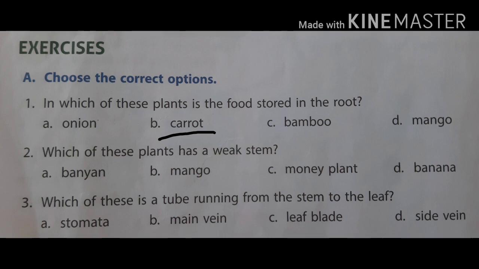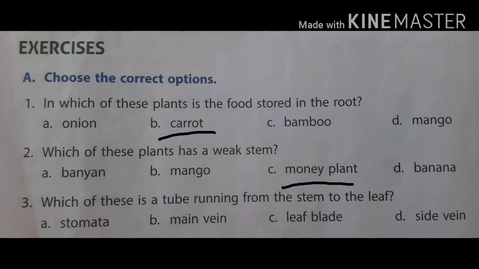Children, second question. Which of these plants has a weak stem? The plant with a weak stem cannot stand upright. Let us think carefully. Which is the correct option? Yes, money plant. All other plants can stand straight and have a very thick stem, which is known as trunk. So, underline money plant.